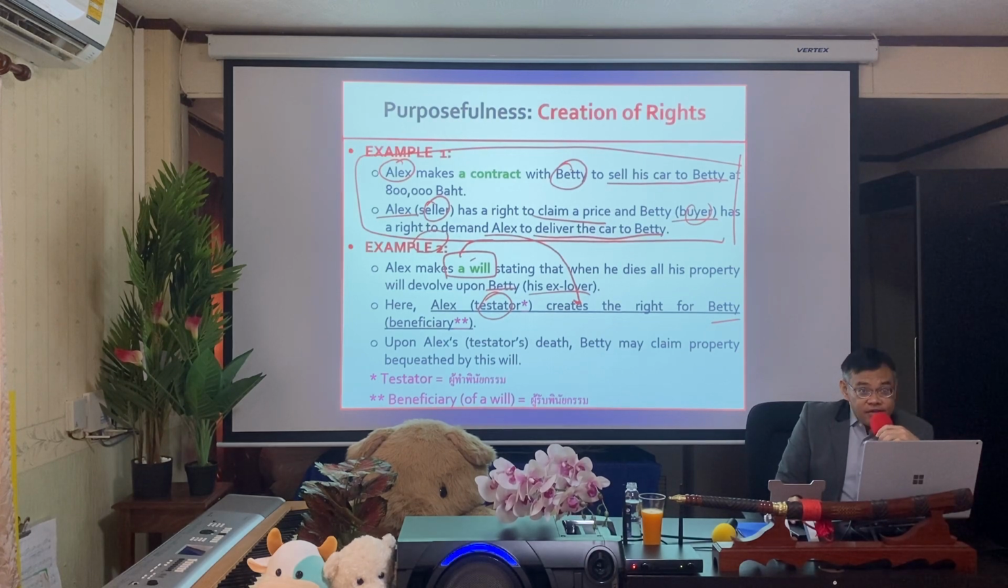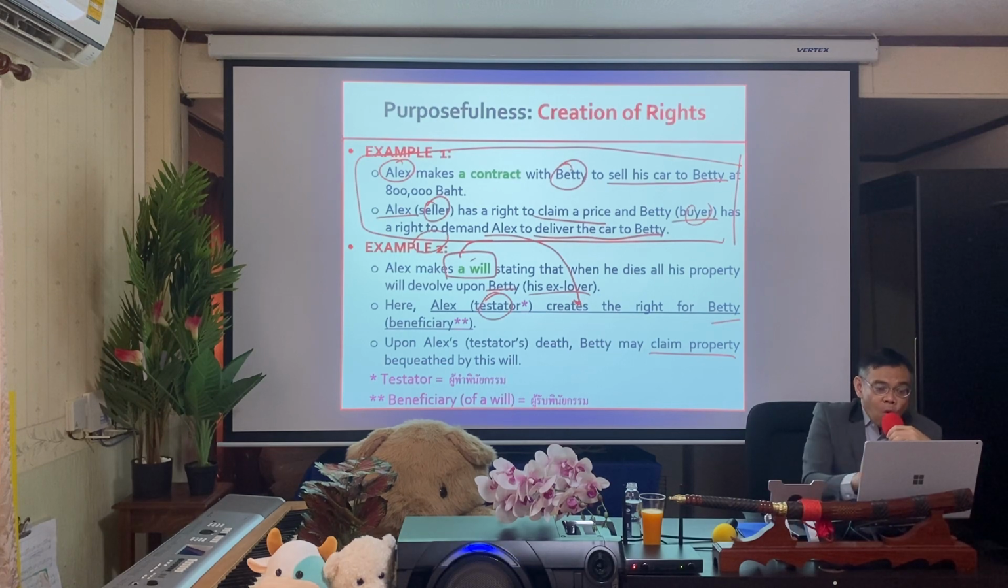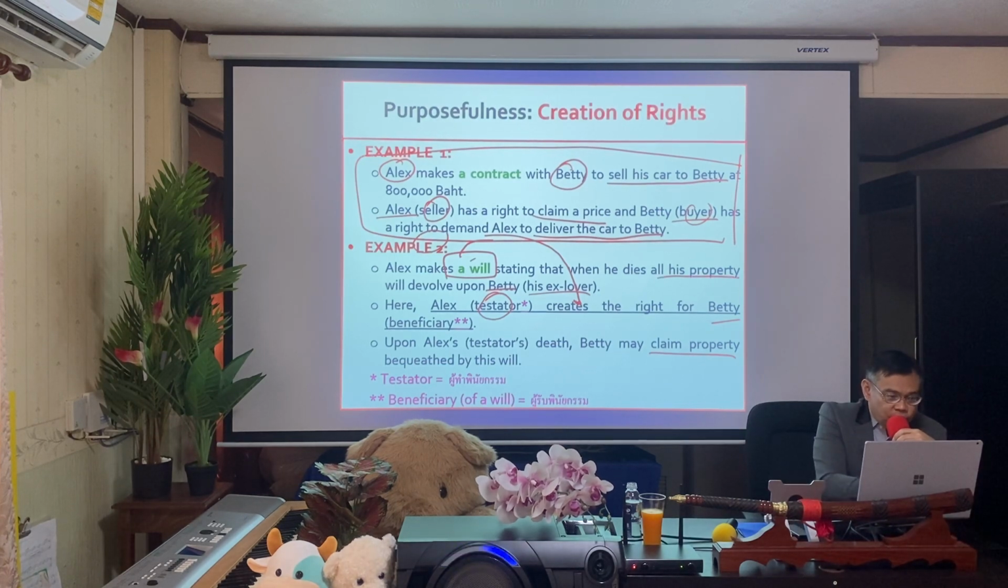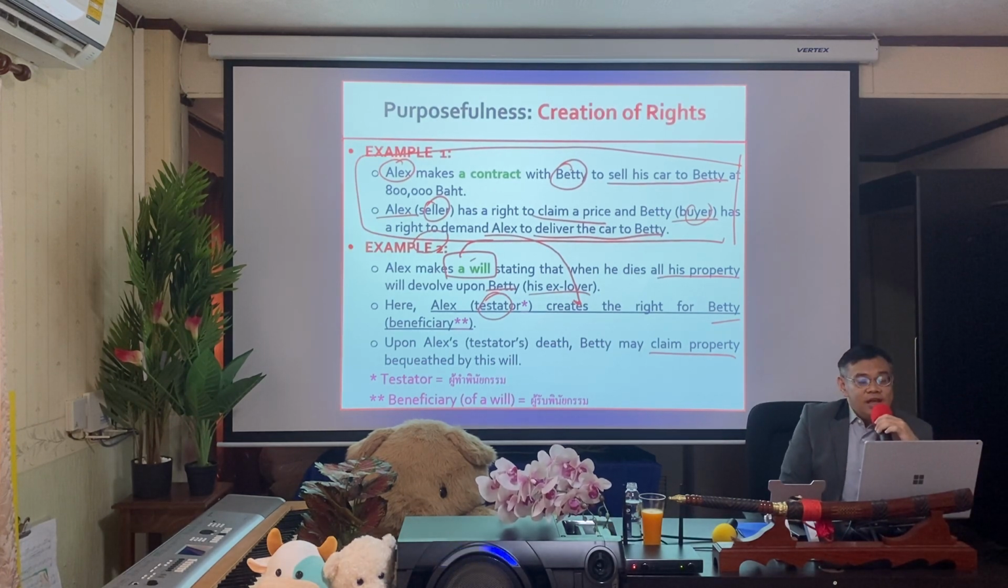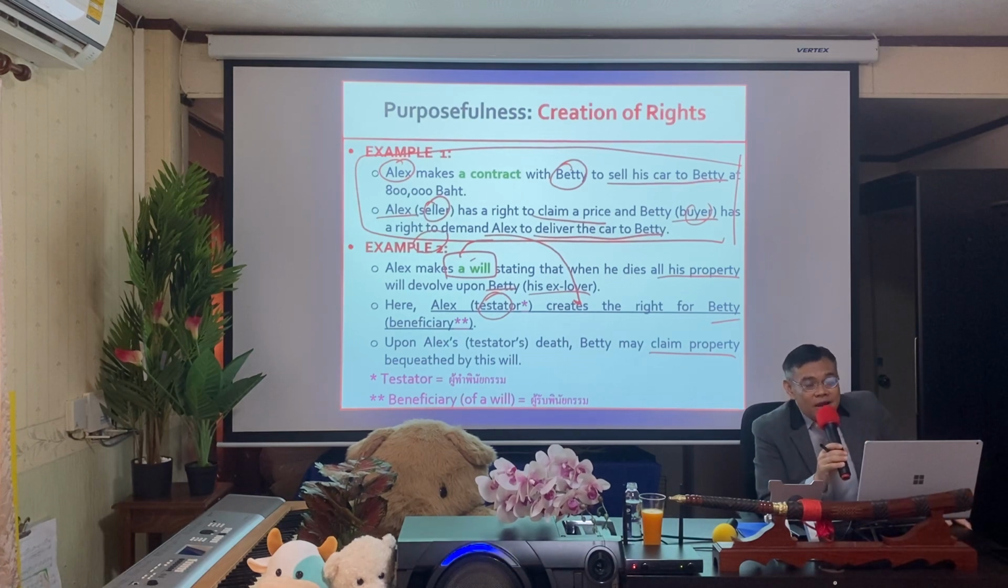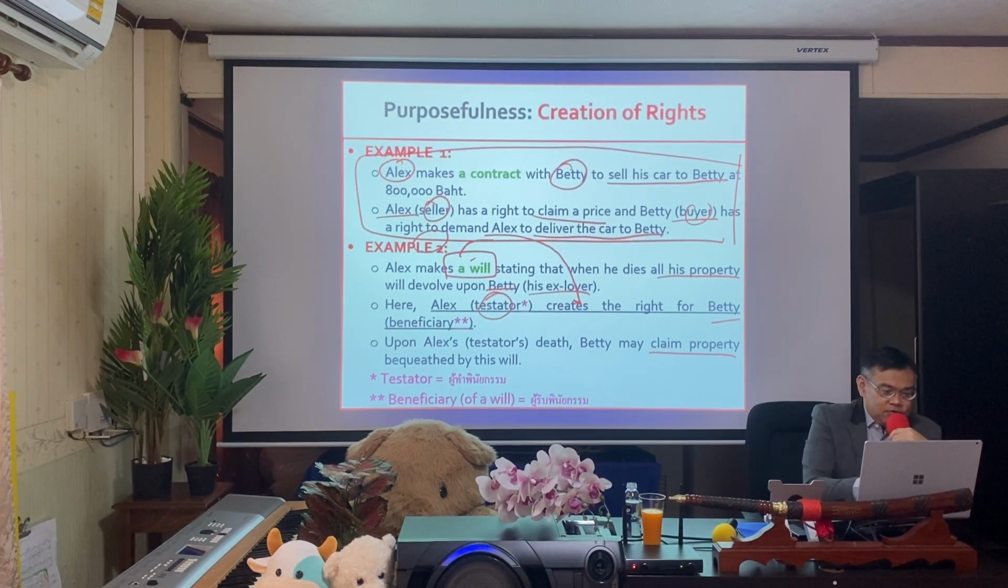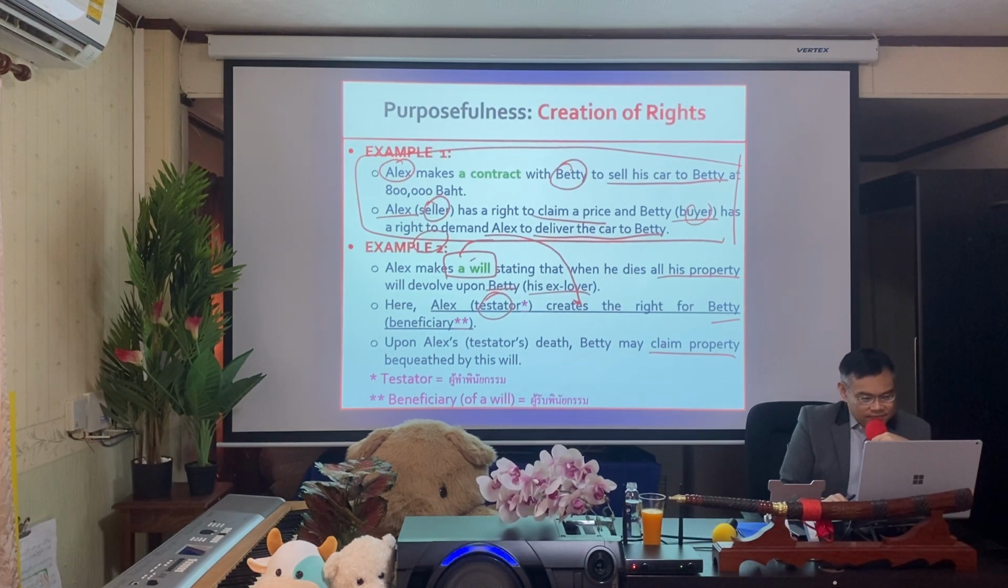When Alex dies, Betty will have the right to do what? To claim the property named by the will. The will says that all Alex's property will devolve upon Betty, so that upon Alex's death, Betty can claim all property owned by Alex, right?